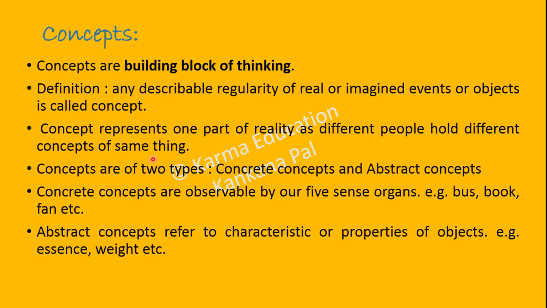Concrete concepts are observable by our five sense organs, like book, fan, bus, etc. And abstract concepts are characteristics or properties of a particular object. For example, essence, value, height, weight, etc. So these are the concepts of concept.